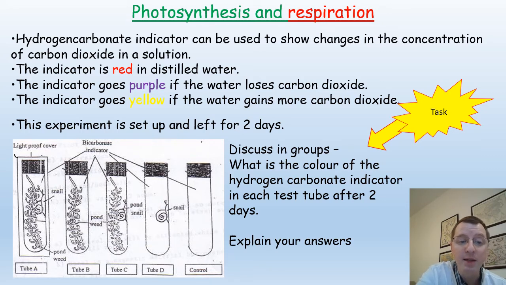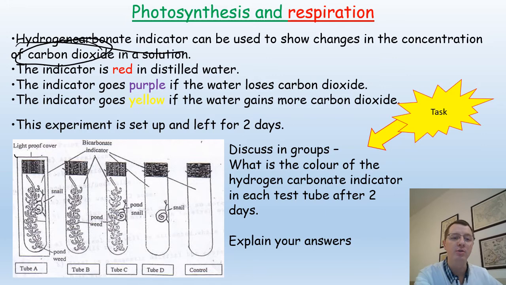In test tube B, there is some pondweed, a plant, but there's no snail. In test tube C, there is pondweed and a snail, and in test tube D, there is only the snail. Test tube E is the control, so there's only water, and in all 5 test tubes, hydrogen carbonate indicator. And it's used to show the changes in concentration of carbon dioxide in the solution.